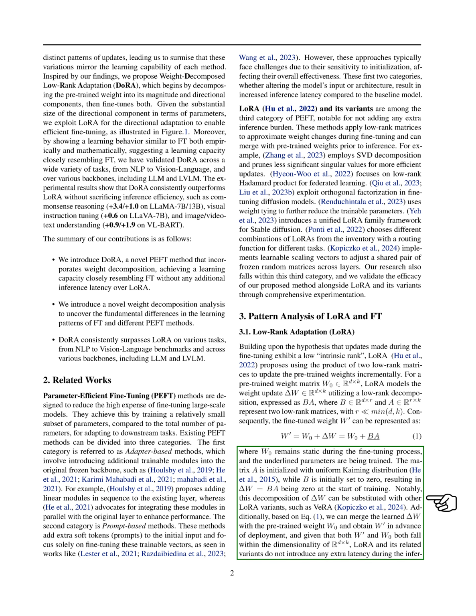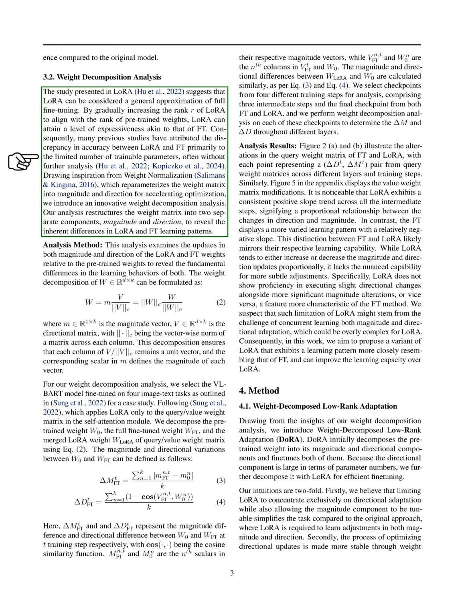Section: Weight Decomposition Analysis. In this section, we delve into the concept of weight decomposition analysis. The research introduced in LoRA, Low-Rank Adaptation, suggests that LoRA can be seen as a broad approximation of the full fine-tuning process. By gradually increasing the rank, denoted as r, of LoRA to match the rank of pre-trained weights, LoRA can achieve a level of expressiveness similar to that of full fine-tuning, FT. Many previous studies have pointed out that the main difference in accuracy between LoRA and FT is due to the limited number of trainable parameters in LoRA, often without further investigation.